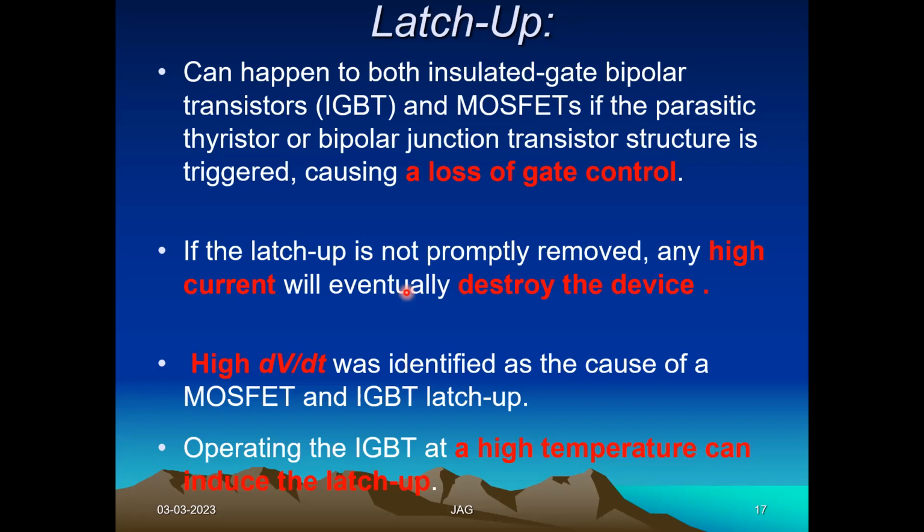Similarly, if you see an IGBT or MOSFET, there is an inner cross section with this PNPN type of layers. So if there is a possibility to latch up, what will happen? The gate of the MOSFET or the gate of the IGBT will lose control. How do we turn off the MOSFET? By removing the gate voltage. Now, if latching up occurs, even if you remove the gate supply, the IGBT will not be turned off. It will continue to conduct.